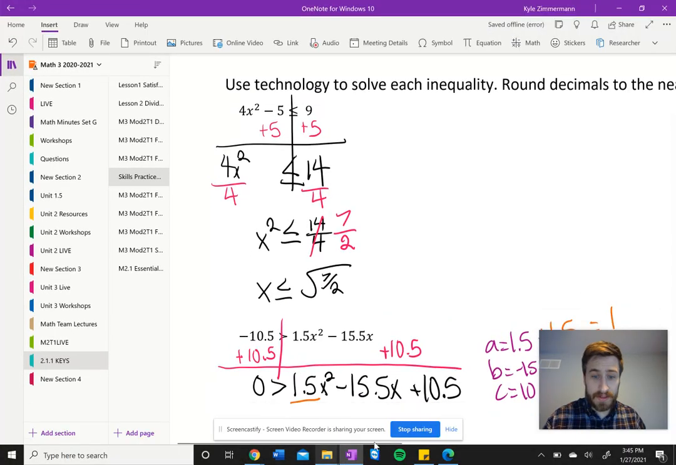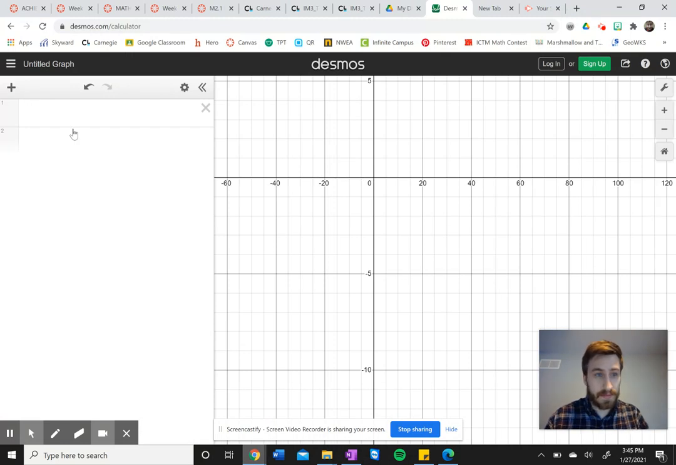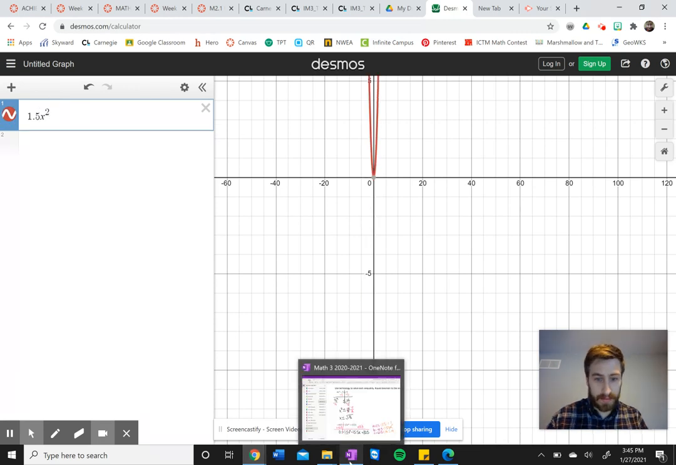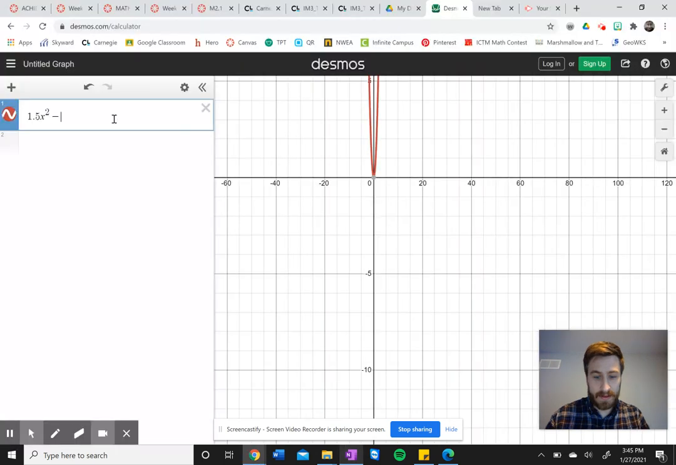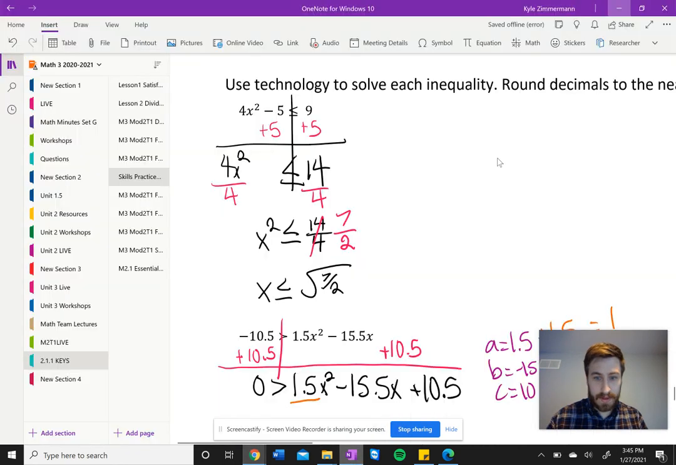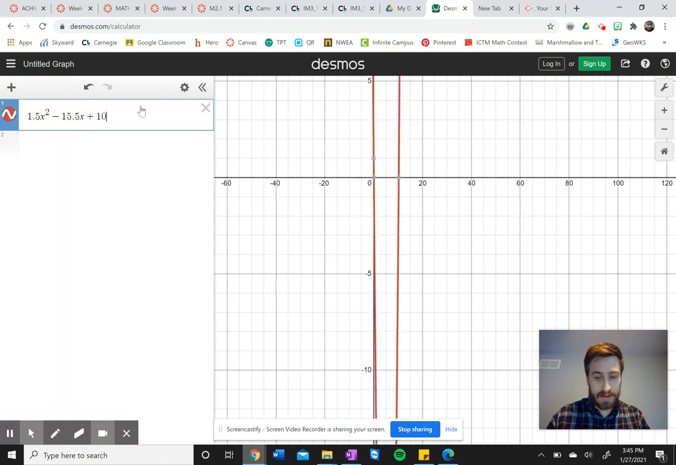So I'm going to plug this into decimals. 1.5 x squared, make sure I'm accurate, minus 15.5, and then add 10.5. So this is what it looks like.